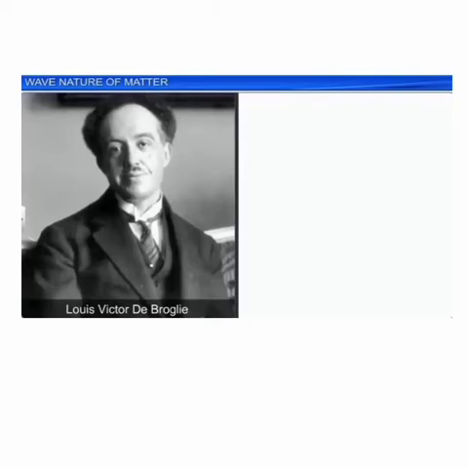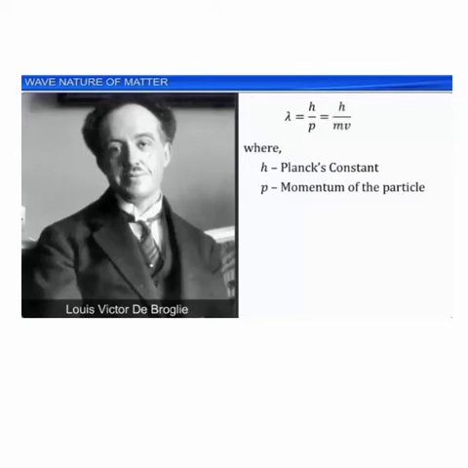De Broglie proposed that wavelength lambda associated with the particle is equal to h divided by p, where h is the Planck's constant and p is the momentum of the particle. But p is equal to m multiplied by v, where m is the mass of the particle and v is the velocity of the particle. This equation is called the de Broglie equation, and lambda is called the de Broglie wavelength.